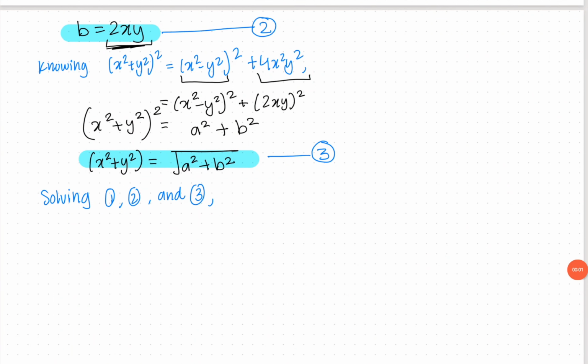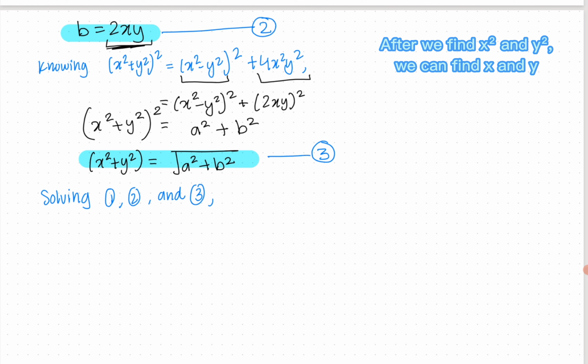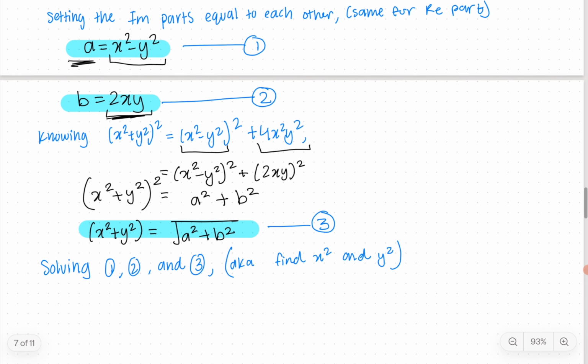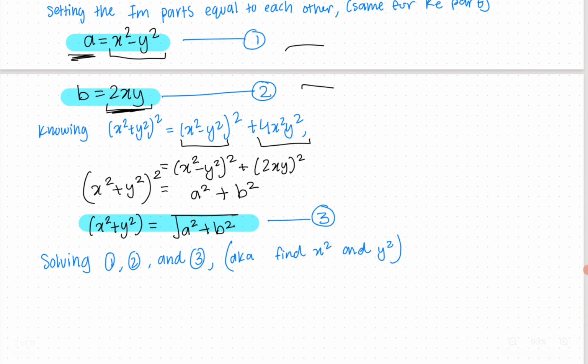Alright, so the next step is to solve equations 1, 2, and 3. And by solve, I mean find x squared and y squared. So how do we do that? Well, we have all the key components. We have equations 1, 2, and 3.